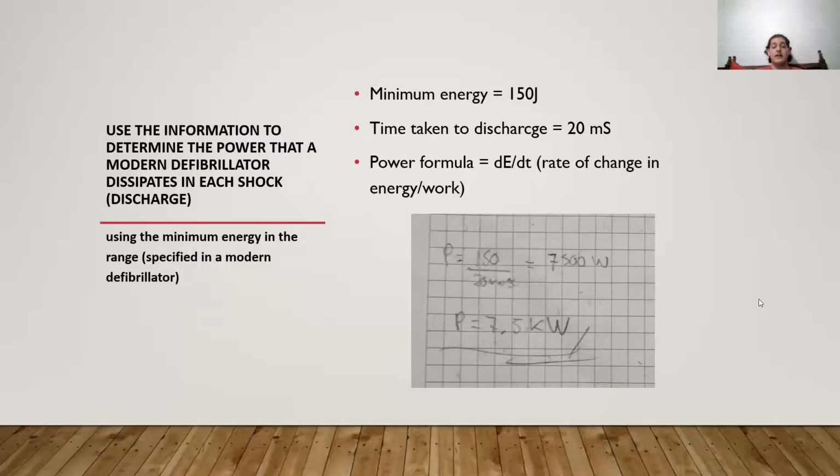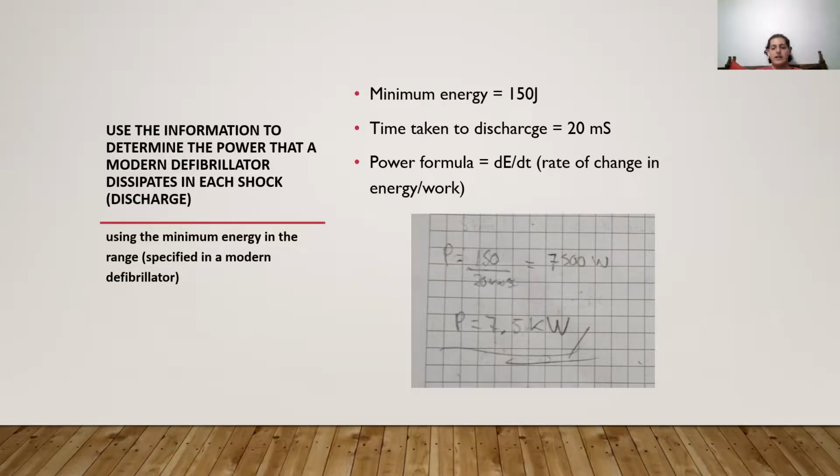Now we are asked to determine the power that modern defibrillators dissipate in each shock, using the minimum energy that is presented in the specifications at the beginning of this situation. So we know that the minimum energy that a modern defibrillator can supply is 150 joules, and the time of discharge is 20 milliseconds. And we also know that power is the rate of change in work or energy, how much energy is the change in energy over time.